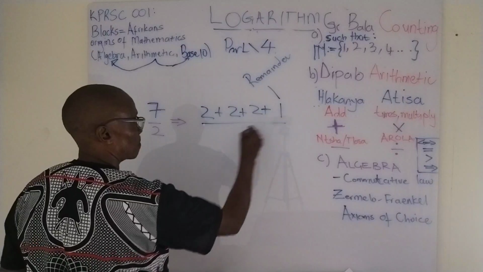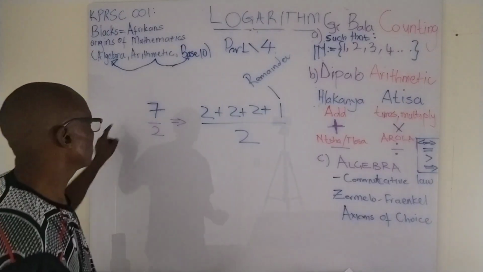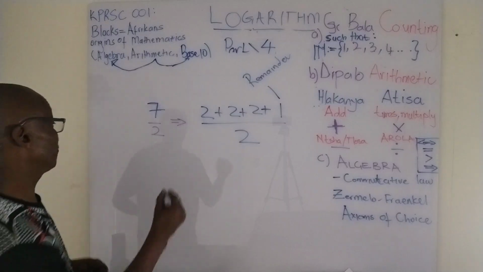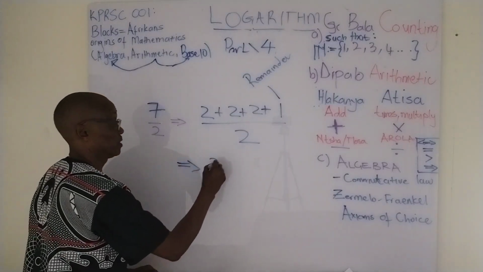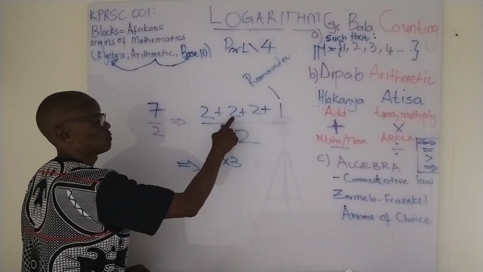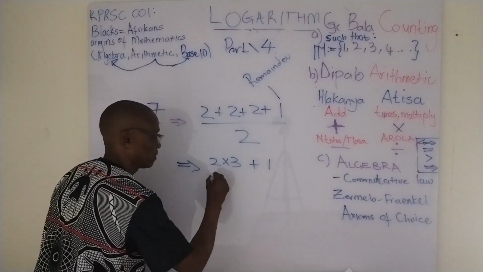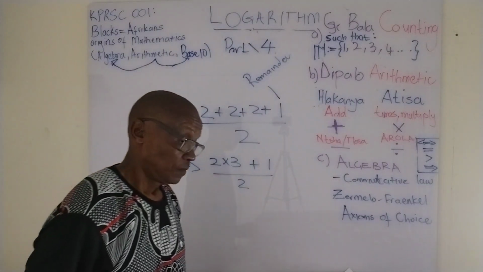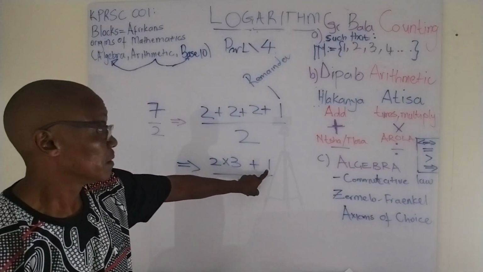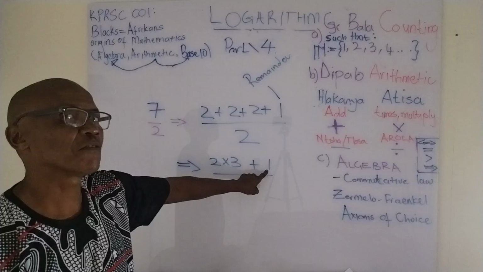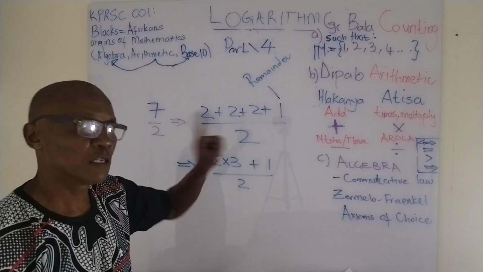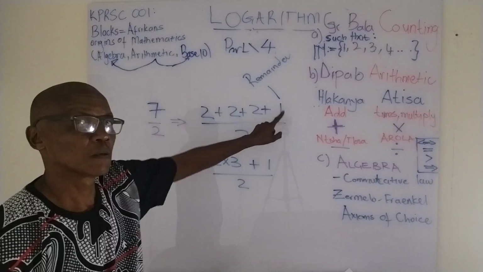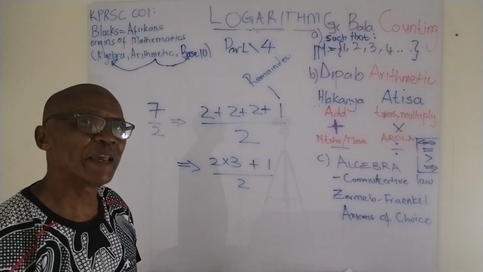I changed nothing. There's my divide, there's my 2. And I can be fancy if I like to show that I'm a mathematician and say 2 times (1, 2, 3) plus 1, divide by 2. This is the remainder. The remainder is not half. The remainder is 1. There it is. It's called the remainder theorem.